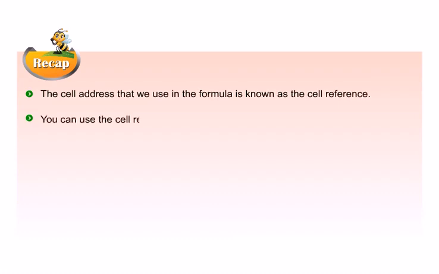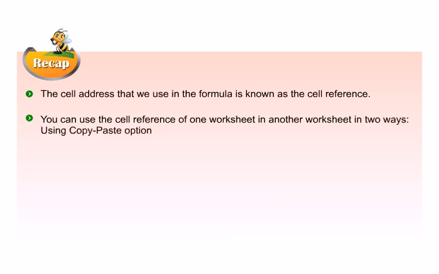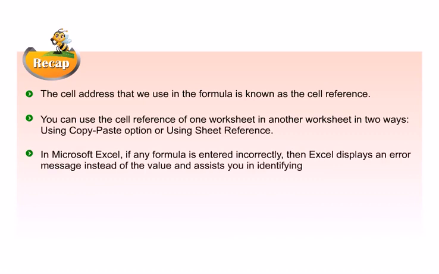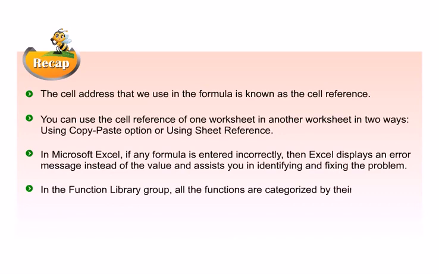You can use the cell reference of one worksheet in another worksheet in 2 ways, using the copy-paste option or using sheet reference. In Microsoft Excel, if any formula is entered incorrectly, then Excel displays an error message instead of the value and assists you in identifying and fixing the problem. In the Function Library group, all the functions are categorized by their functionality.